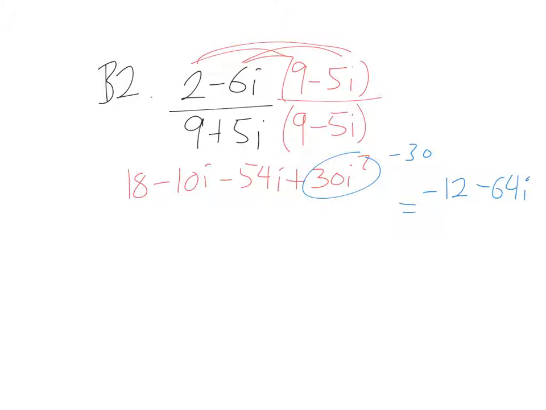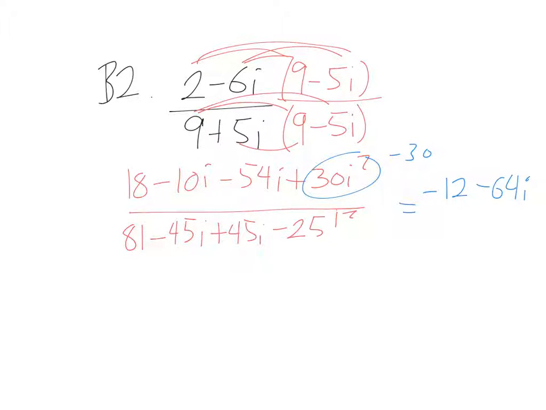On the bottom, 9 times 9 is going to be 81. Minus 45i plus 45i, and then minus 25i squared, which is really plus 25. So we're looking at 81 plus 25 is going to be 116. And my negative 45i, positive 45i cancel out. My final answer is this lovely fraction right here.